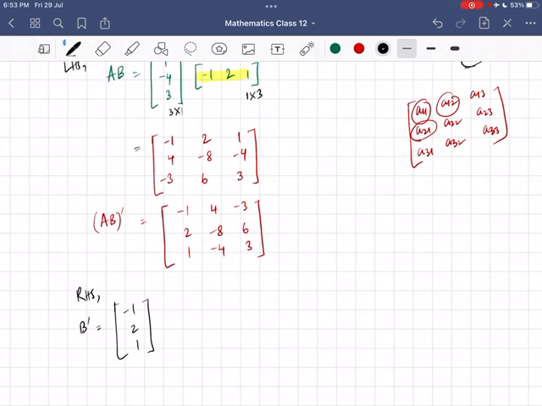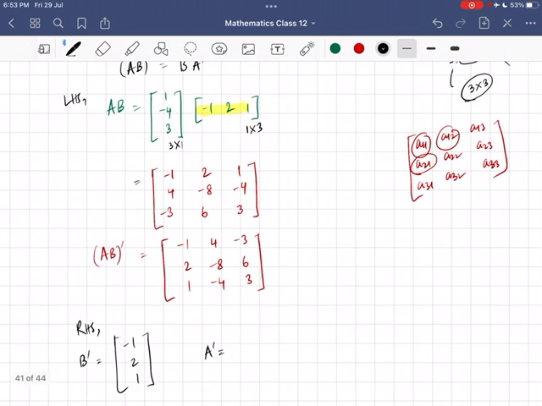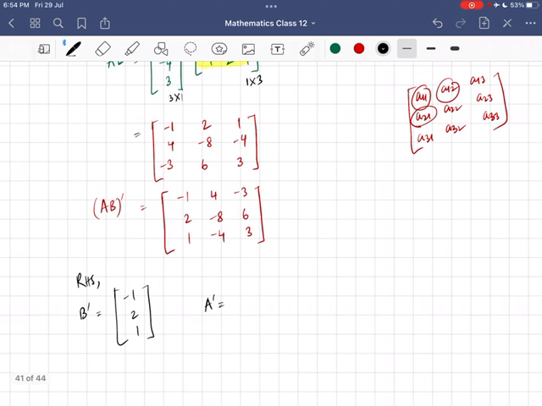Now we need to find A transpose. So A transpose will be what? It will be the transpose of the A matrix. It's a column matrix, so we need to transform it into a row matrix. So it will become 1 minus 4, 3. So this is how we get it.